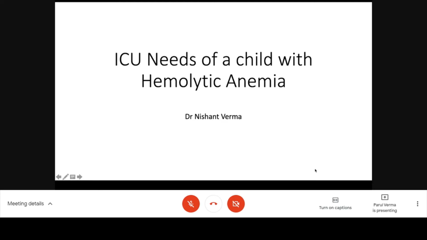So I would be talking about ICU needs of a child with hemolytic anemia. But fortunately, children with hemolytic anemia very rarely need ICU care. It is the older patients, because those with chronic hemolytic anemia, as they grow old, the comorbidities keep on accumulating, the complications keep on increasing. So the adults with hemolytic anemia need ICU care more as compared to children, but still, once in a while, we have to care for a child with hemolytic anemia in the ICU.